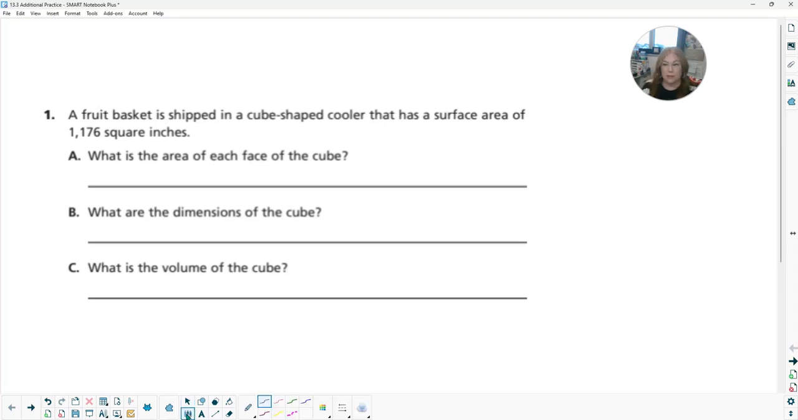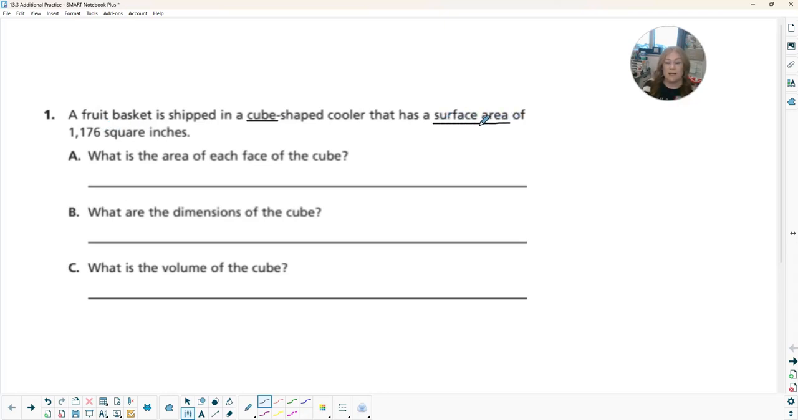For 13.3 additional practice, we've got this worksheet here. And number 1 says a fruit basket is shipped in a cube-shaped cooler. So a cube is 6 squares, right? So like a dice shape would be a cube. Cube-shaped cooler that has a surface area of 1,176 square inches.